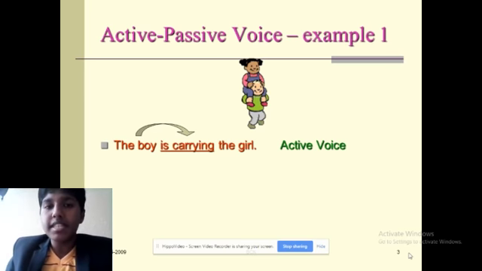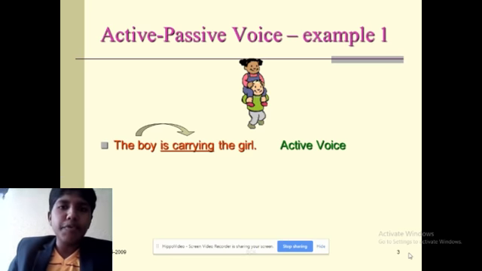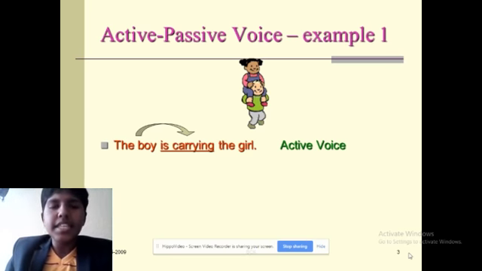However, in many complex sentences, we must see who is performing the action, and the answer we get is the subject. So in this case, the boy is the subject, carrying is the verb, and the girl is the object. So it is in active voice.